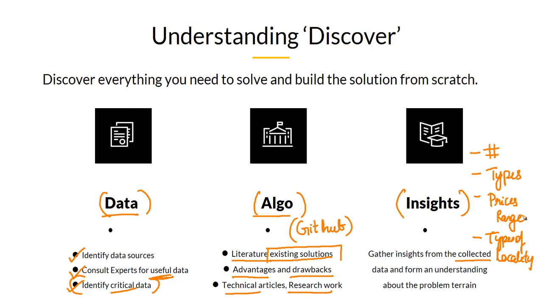So these are all categorical variables. Types of locality and types of houses can be categorical variables in your data. Price range is a numerical variable. So based on the variables or the data that you have collected, you can form these insights. This part is what we generally refer to as exploratory data analysis, or simply EDA.